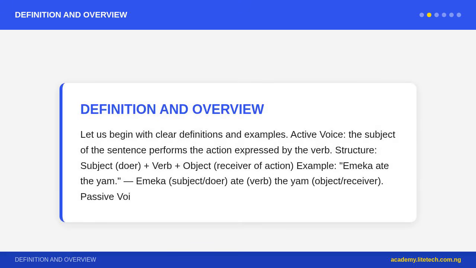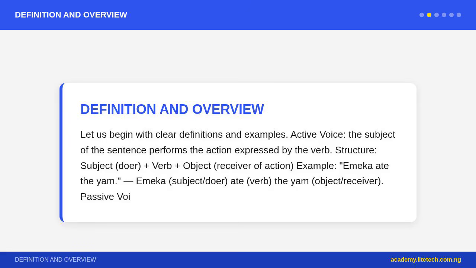Notice, in the passive voice, the original object, the yam, becomes the new subject, and the original subject, Emeka, becomes the agent, introduced by "by". The agent can be omitted if it is unknown or unimportant. The yam was eaten. This is a valid passive: we do not know or care who ate it.